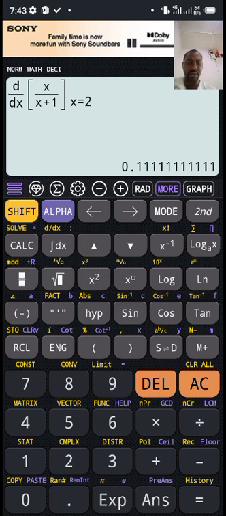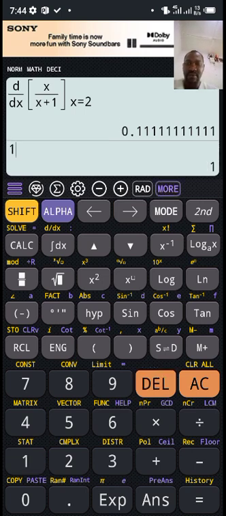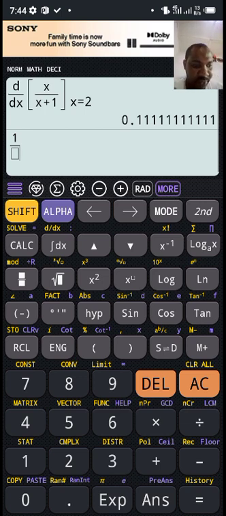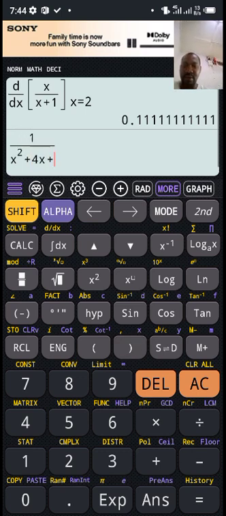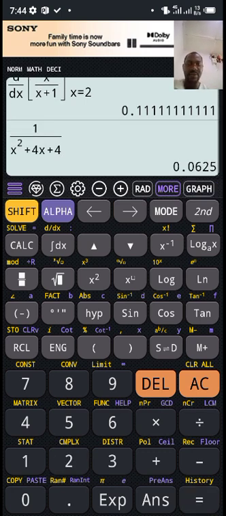Okay, so we are going to try each of the options and see which one will give us 0.1111 when x is equal to 2. So let's try the first option. The first option is 1 over x squared plus 4x plus 4. We have alpha x squared plus 4 alpha x plus 4. Then calc. Okay, then 2 equal to, this is not the answer, it's not giving us the same thing.